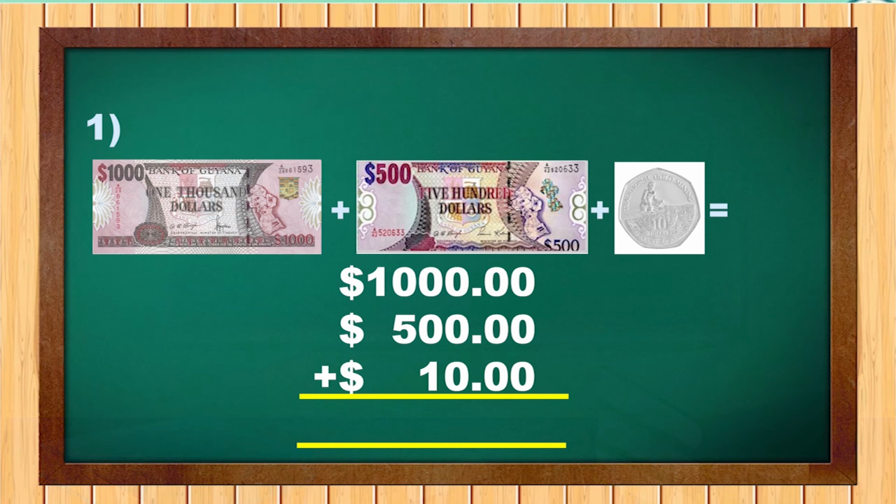Now it's your turn to try to add some money together. I give you $1,000, $500, and $10. What will you get?